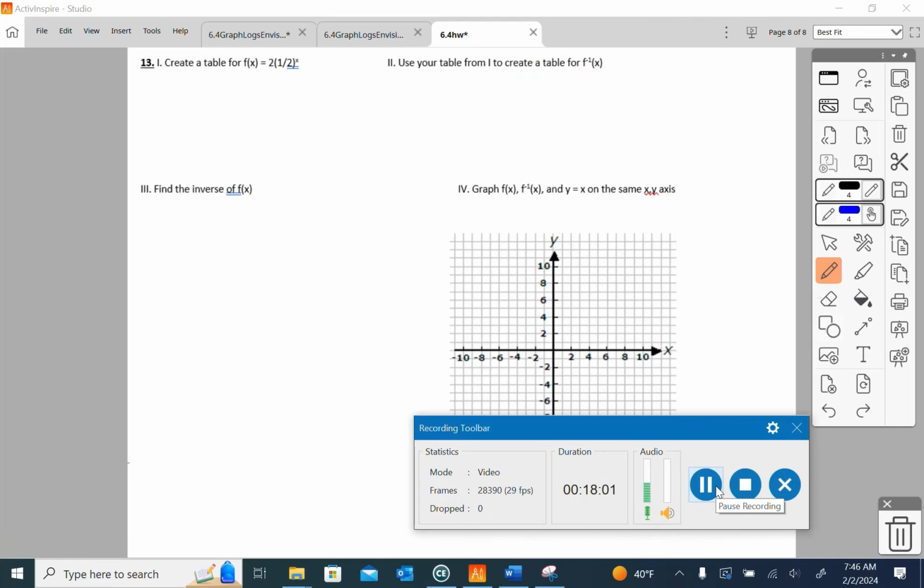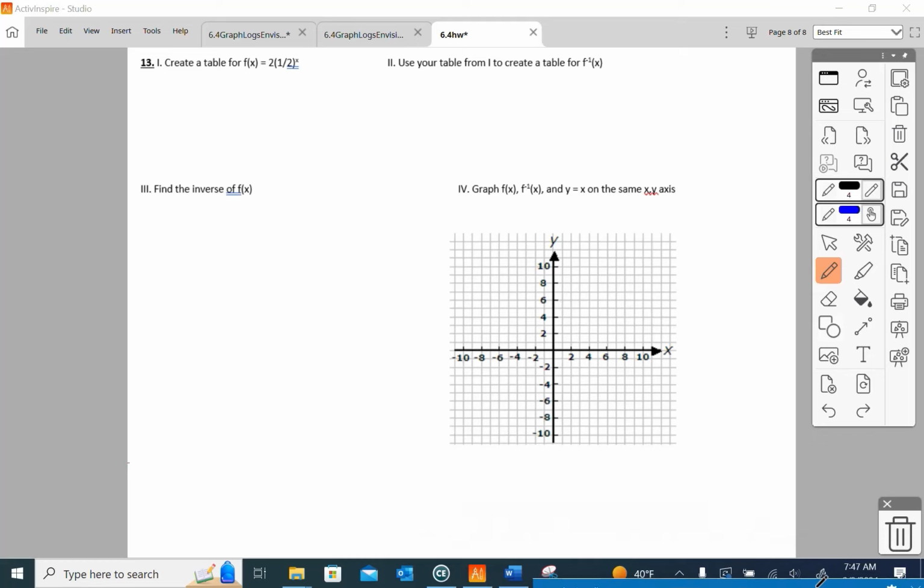All right, so here we have 13. The task here is to create a table for f of x equals 2 times 1/2 to the x, and then use your table to create a table for its inverse. This is actually a good way of graphing logarithms, believe it or not, is to graph its inverse first. So I'm going to make a small table, and I'm going to be kind of picky about the values I feed it.